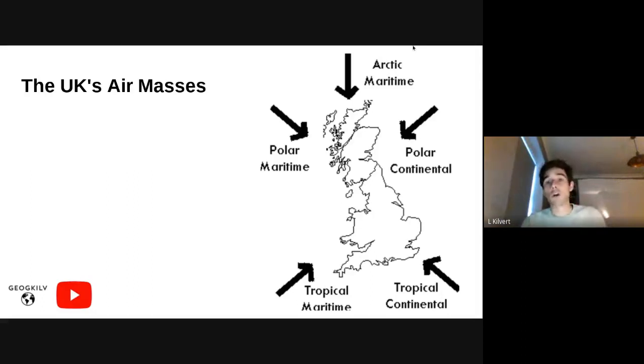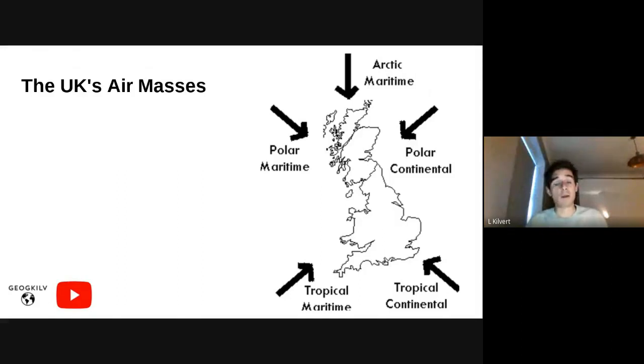Here at the top, you've got an Arctic maritime air mass, very similar to polar maritime, but that would be the real extreme of cold weather, the sort of weather that descends on the whole of the UK, depending on the location of the jet stream, with lots and lots of snow. So essentially, where our weather comes from and the time of year can be determined by these air masses.